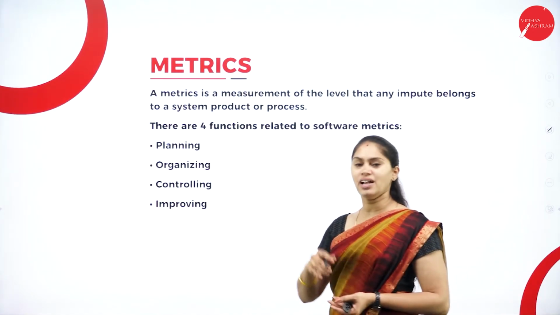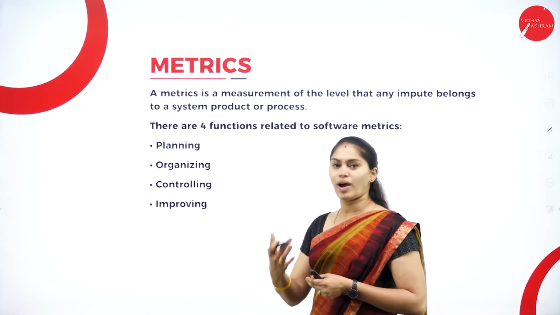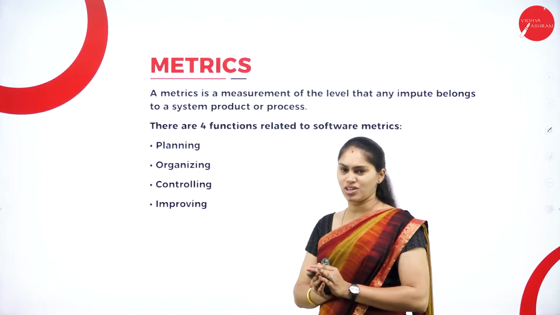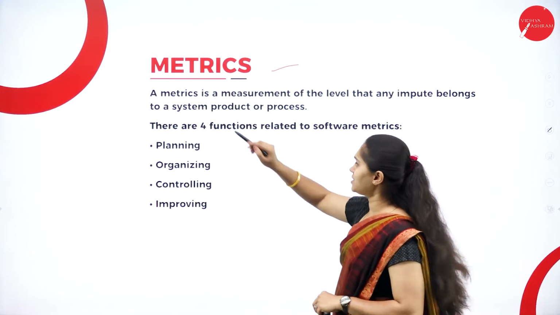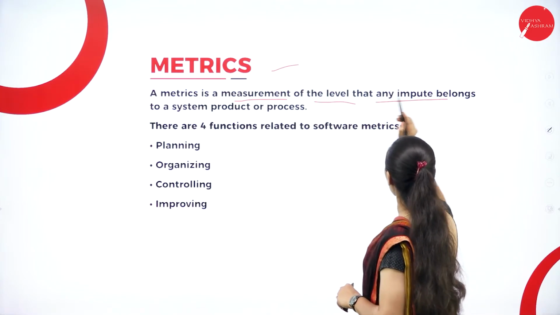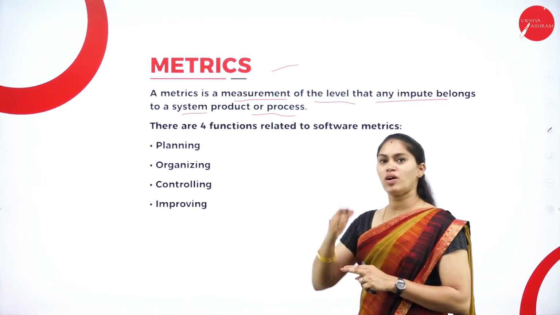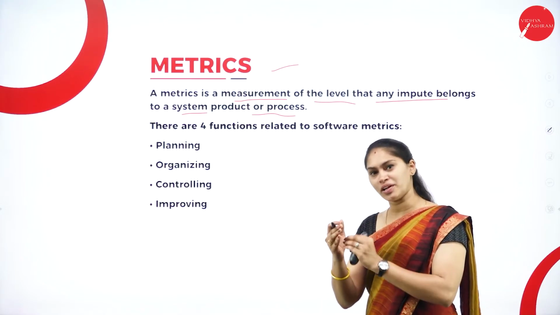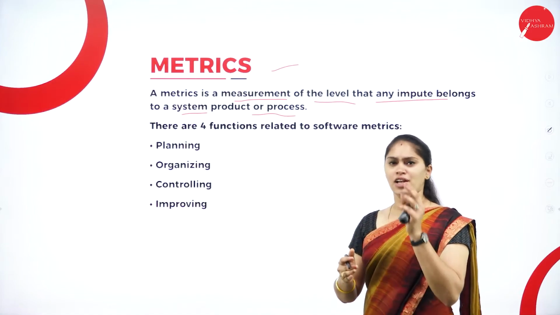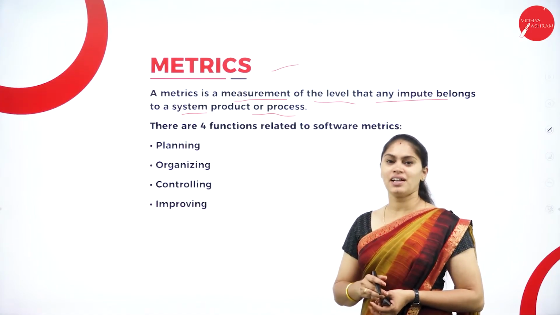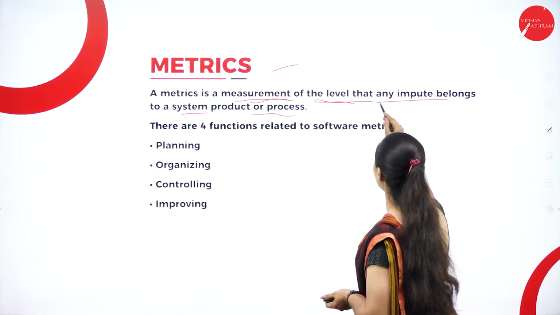We'll see the next topic, that is regarding metrics. So now we got to know that we have a size, attribute, and also we have a domain, dimension, quality, quantity. Based on that, we are going to measure the quality of a software, right? Then what about these metrics? Metrics is a measurement of the level that any input belongs to a system, product, or a process. So metrics is like a potential. It's a measurement of the potential of a software, up to what level it is able to diagnose any of the uncertainty which is going to happen in the development of a software.